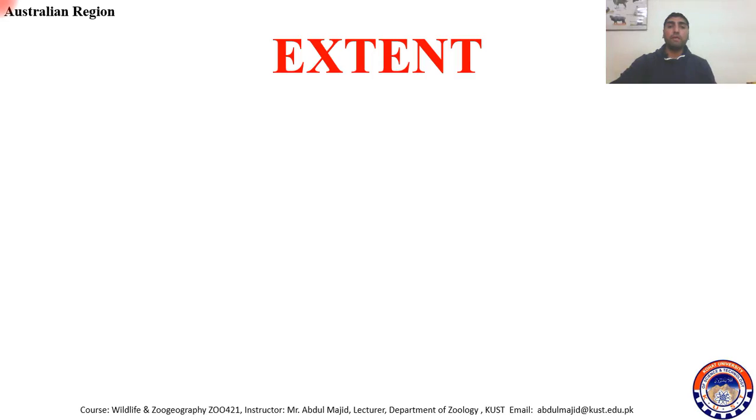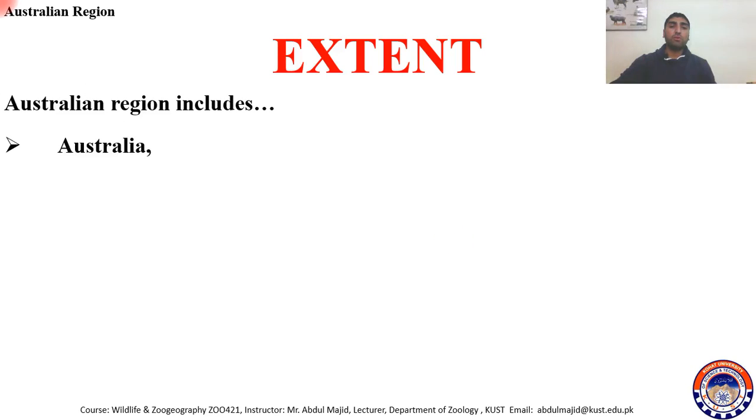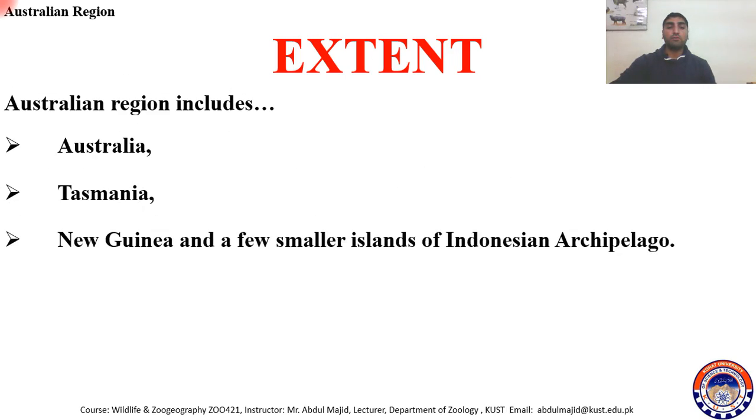So first we will talk about the extent of Australian region. Australian region includes the whole of Australia by itself, the continent of Australia, also Tasmania. It also includes New Guinea and a few smaller islands of Indonesian archipelago. So it's an old chain of archipelago, meaning old chain of islands. So Indonesian archipelago is a very long chain comprising of more than 2,000 islands.